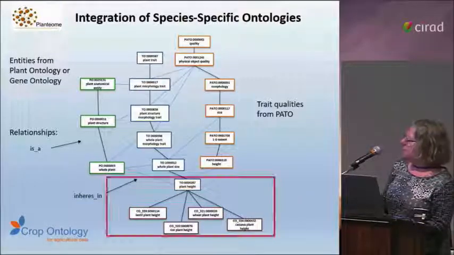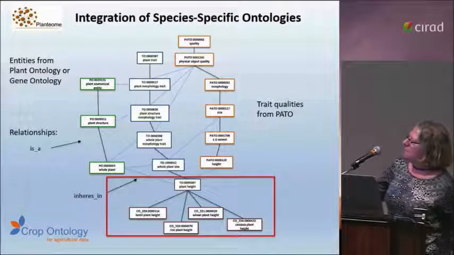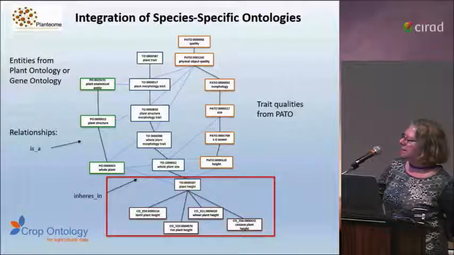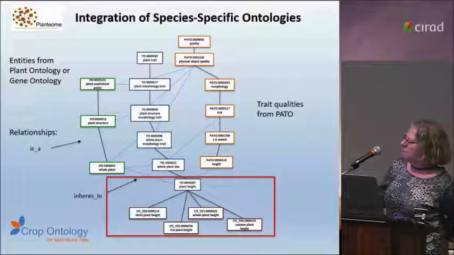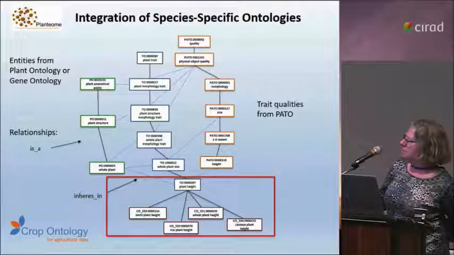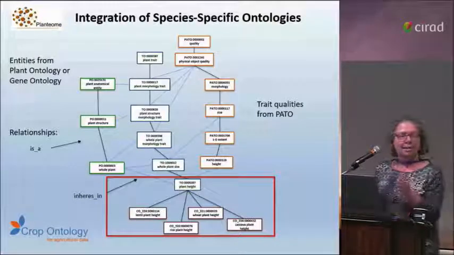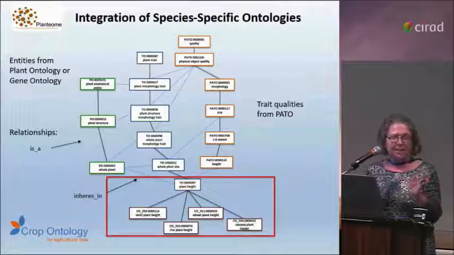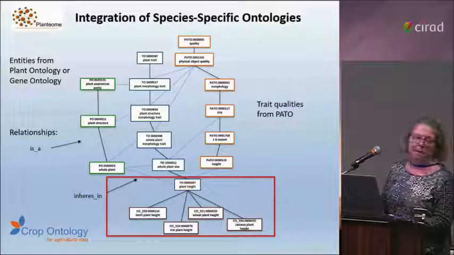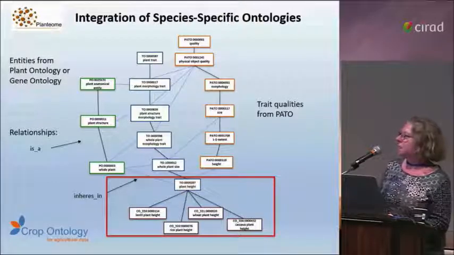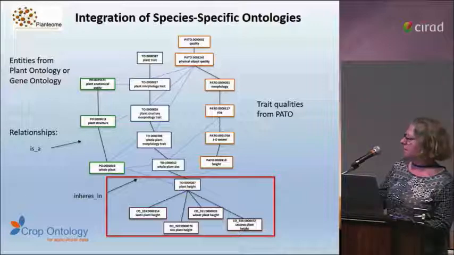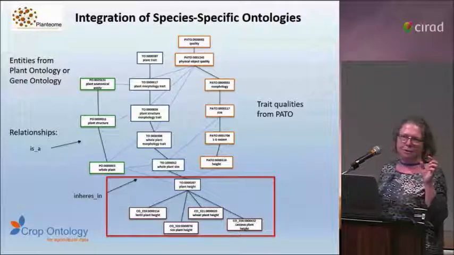And if you notice here at the bottom, under the TO plant height trait, we have grouped lentil, rice, wheat, and cassava plant height. And that's not to say that they're defined the same. It's just to say that these terms are all measuring something similar. And those annotations can be gathered up and grouped under the TO reference plant height term.